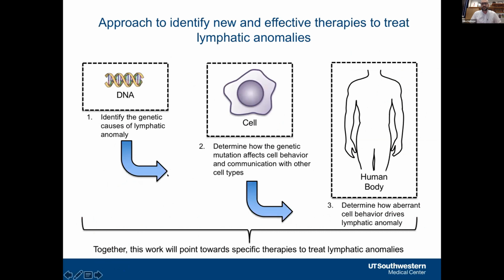By identifying the genetic mutations that cause CLAs, we're able to generate cell-based models as well as organism-based models such as zebrafish and mice, which we can then use to develop a better understanding of the pathogenesis of the disease and to identify potential treatments and biomarkers for patients.